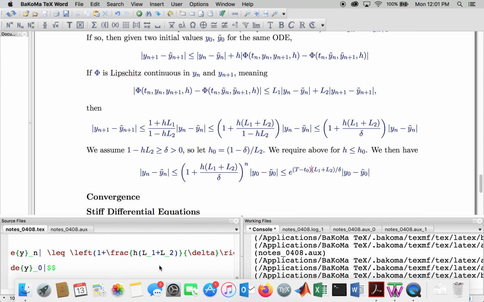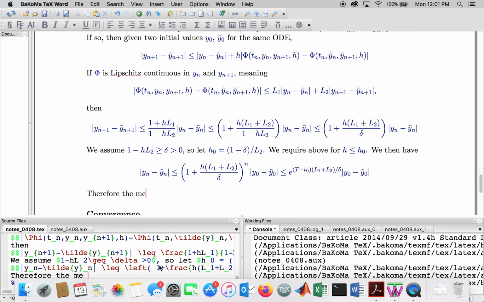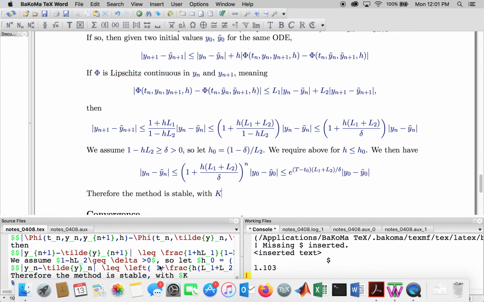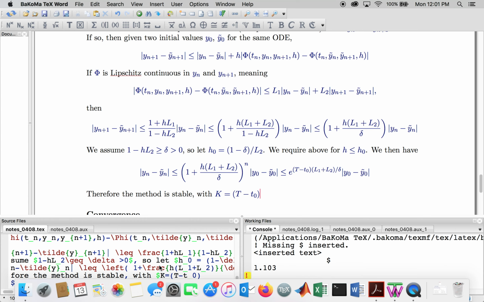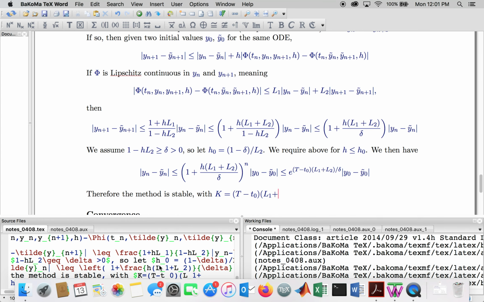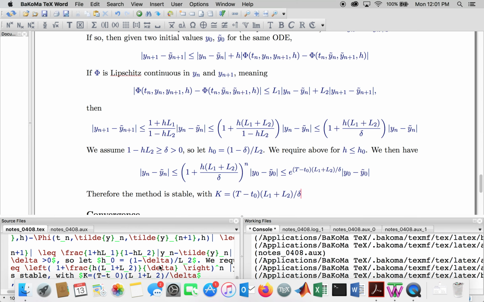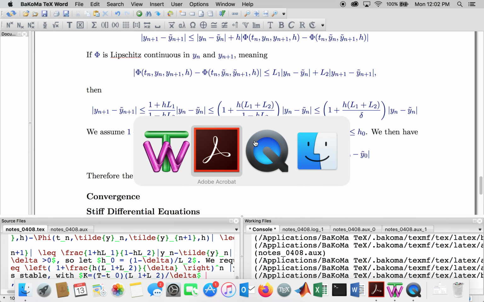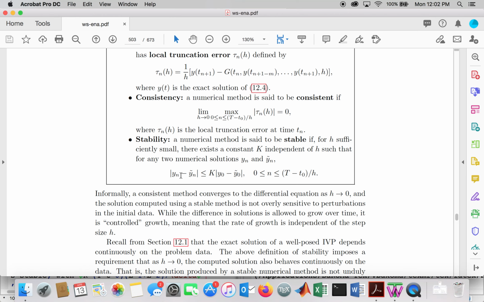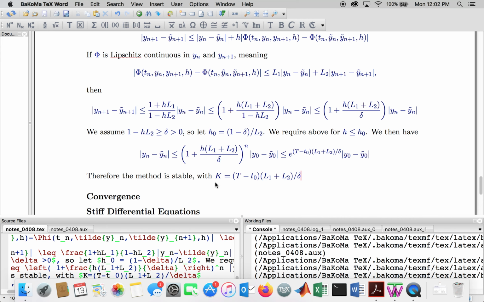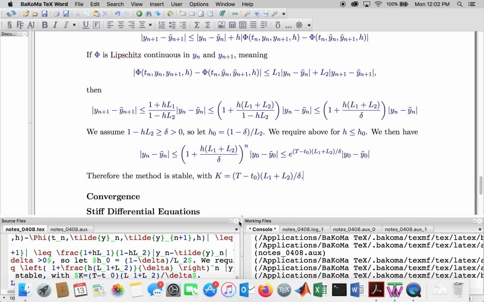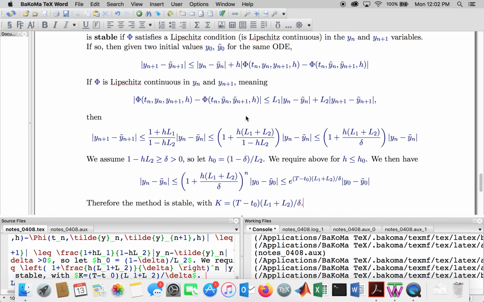So what we've shown here is we met the definition of stability. Here's the definition: the solution at time n is less than or equal to a constant k, independent of h, times the difference in initial data. And here's the constant k, what we have in the exponent. And it is indeed independent of h. So that's how this condition works.